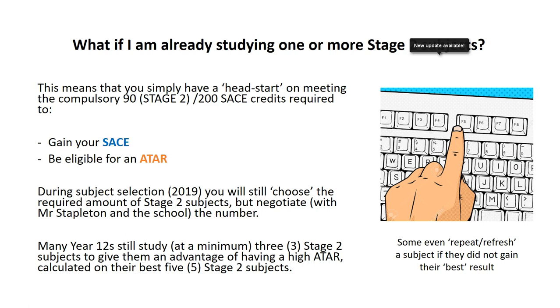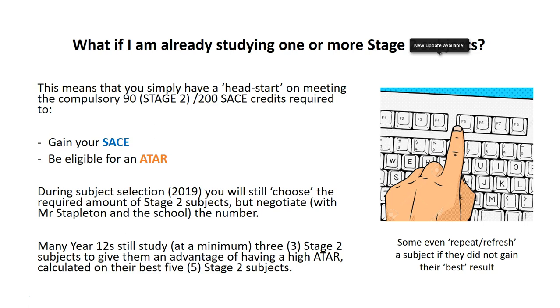Another question that appeared was for those students who are already studying one or more Stage 2 subjects. As mentioned, this simply means that you have a bit of a head start on meeting your compulsory 90 Stage 2 out of your 200 SACE credits required to not only gain your SACE but be eligible for an ATAR ranking. During subject selection next year, you will still choose the required amount of Stage 2 subjects, but negotiate with Mr. Stapleton and the school the number and amount.